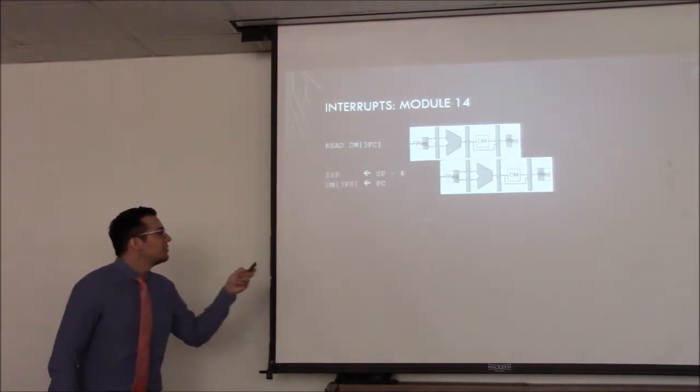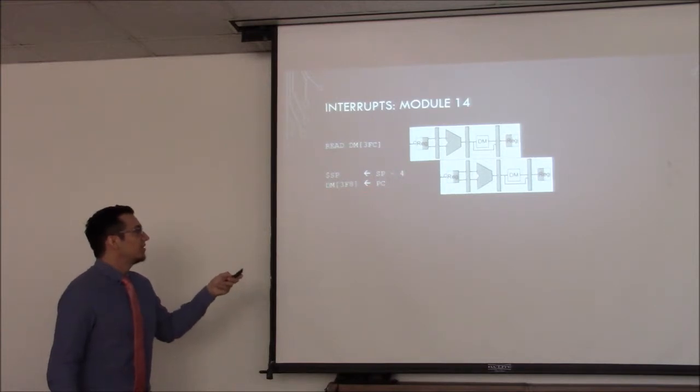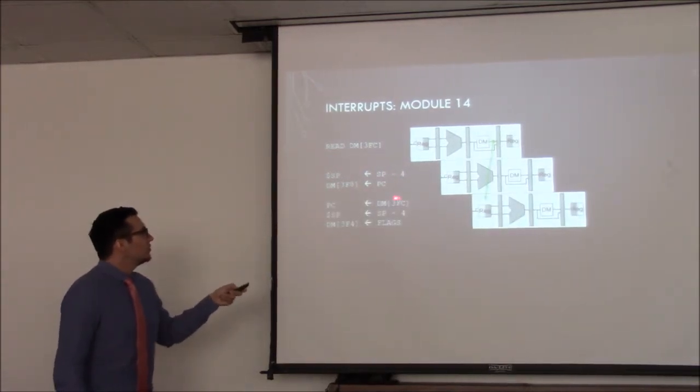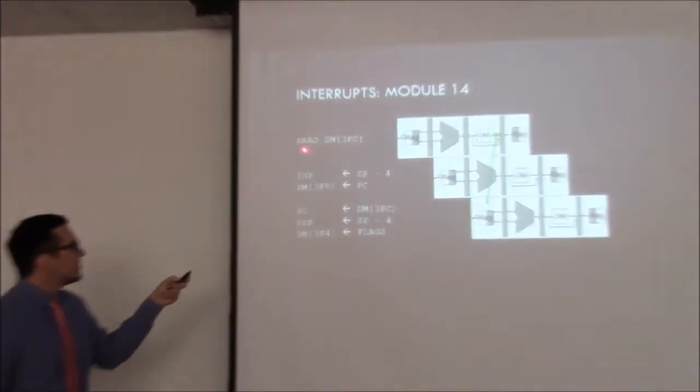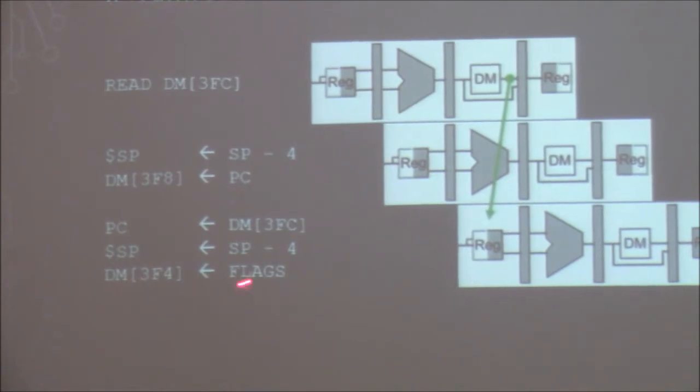The second step is to decrement the stack pointer, as well as store the program counter in that location. 3FC minus 4 is 3F8, and that's where the PC goes. The third step is to jump to the location that we read in the first step again, and then also decrement the stack pointer again and save the flags to that location in memory. 3F8 minus 4 is 3F4.